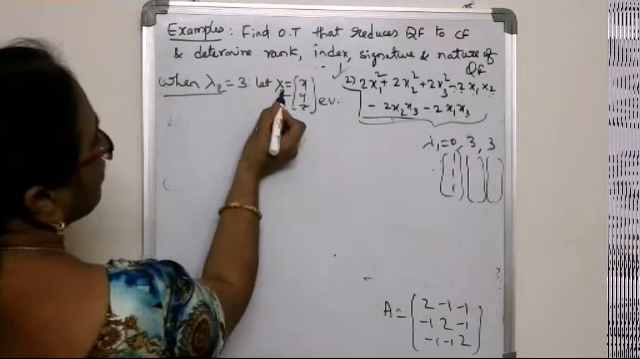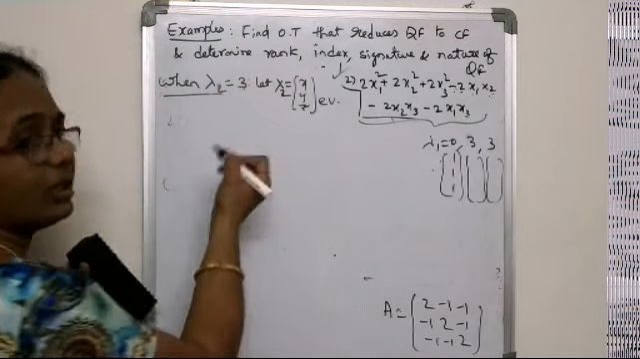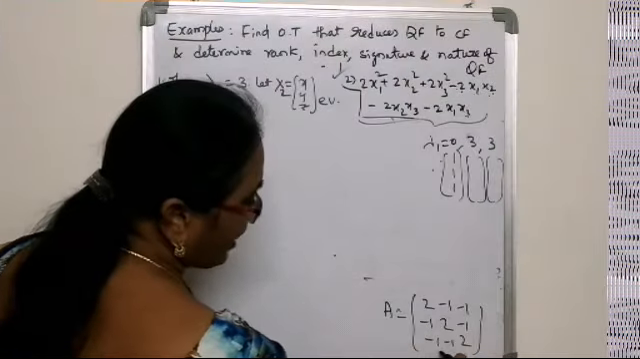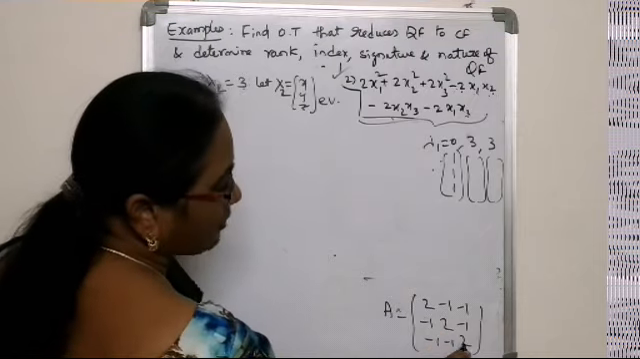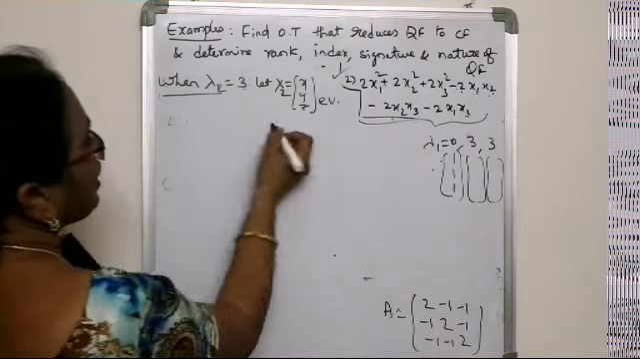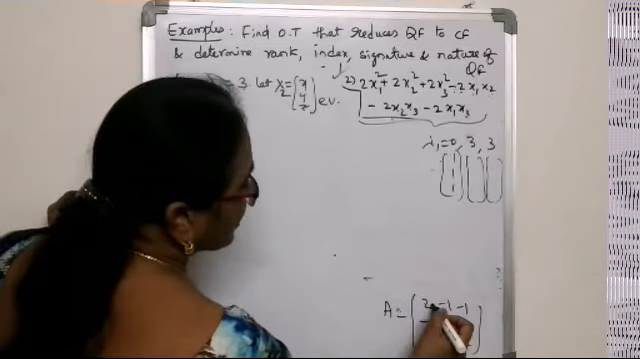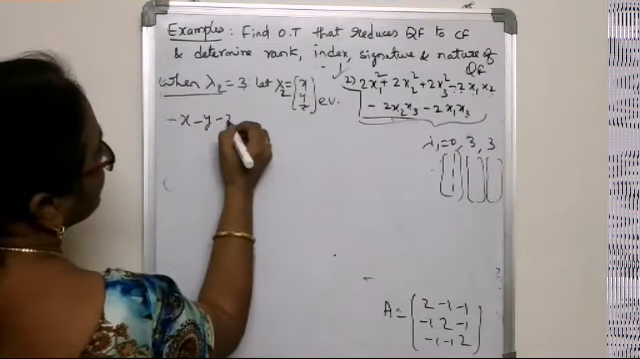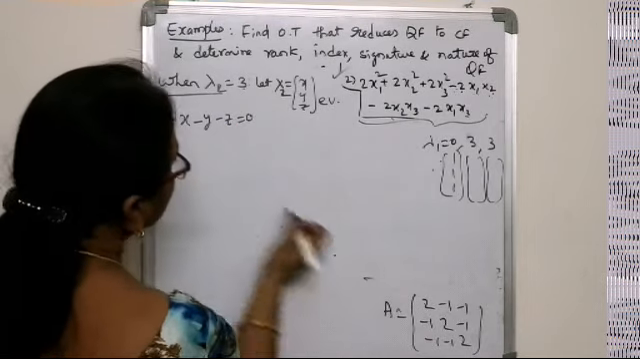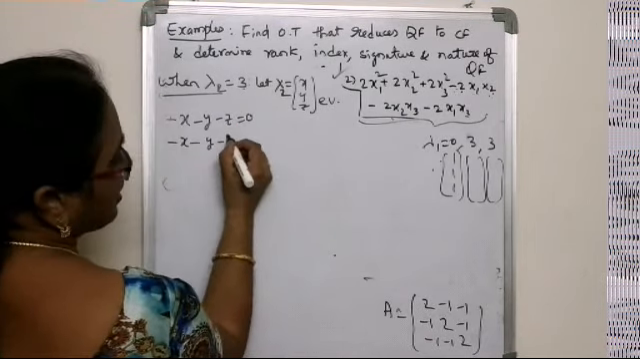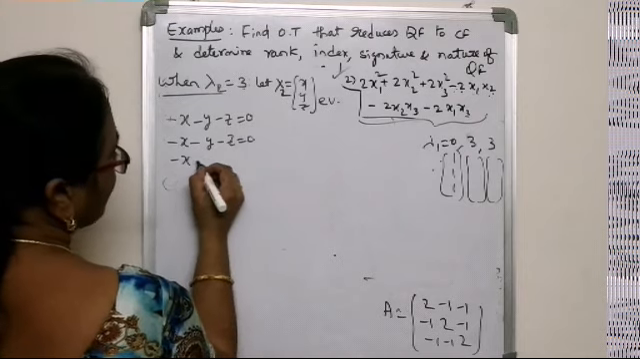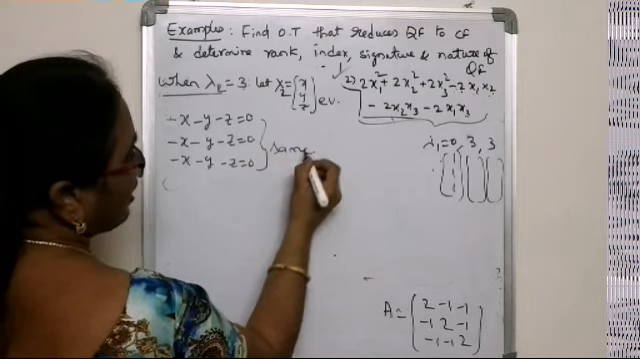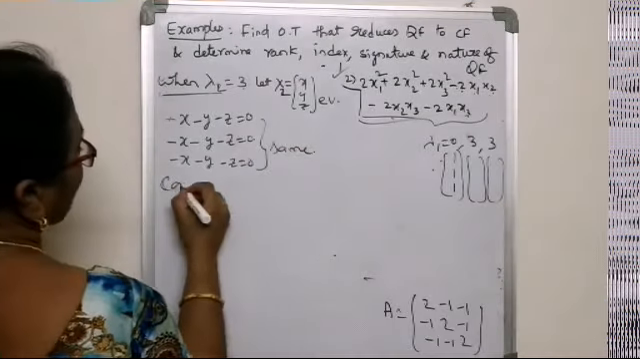Now corresponding to this x2, which is for lambda 2 equal to 3, the corresponding homogeneous system, we write from here the A matrix row wise, subtracting 3 from each of the diagonal. Row wise when we write, we can have the equations. So 2 minus 3 gives us minus x minus y minus z equal to 0. From the second row, minus x minus y minus z equals 0. From the third row also we get the same equation. Since all the three equations are the same, we consider only one.